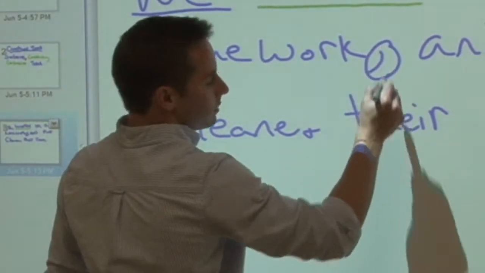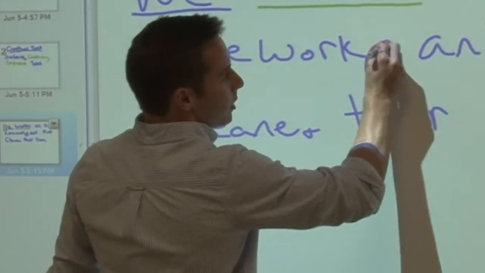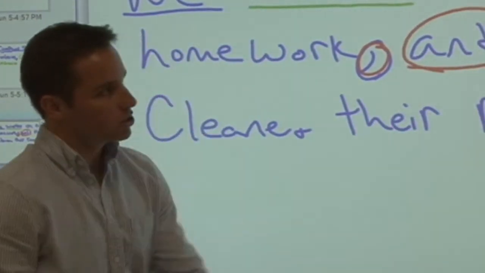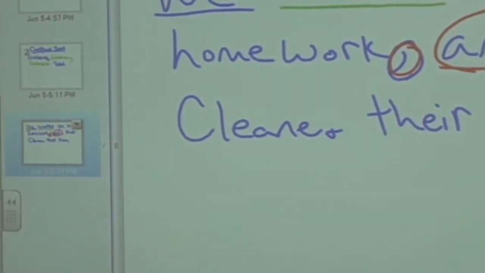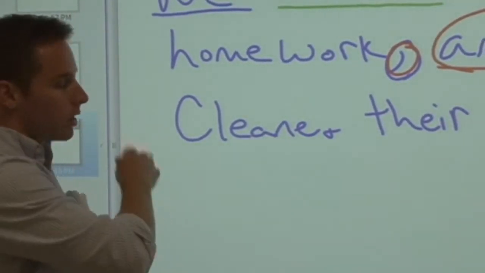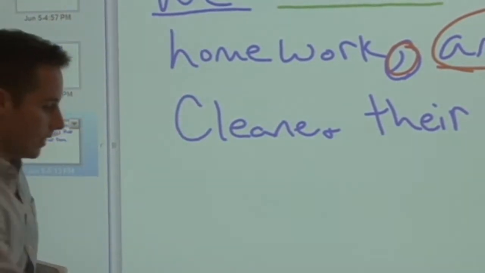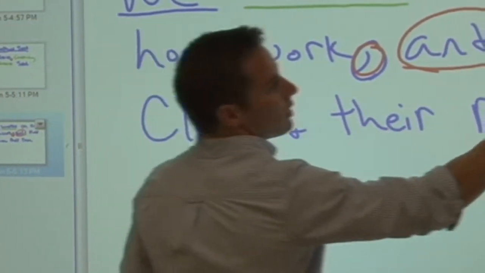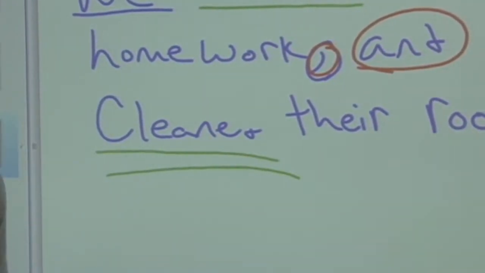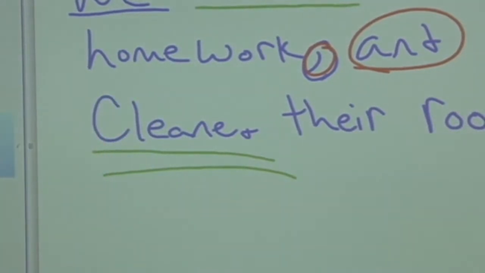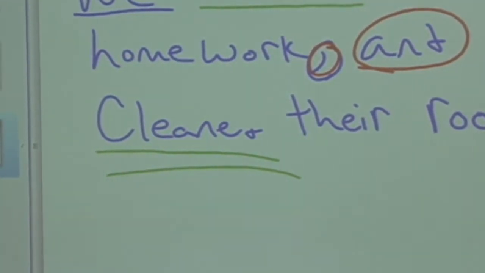You have a comma and a coordinating conjunction, the second letter in the acronym FANBOYS. So you've got a comma followed by a coordinating conjunction, and then you've got another independent clause. They being the subject, clean being the predicate or verb. So there's your example of a compound, and now we will move on to our third and final sentence structure.